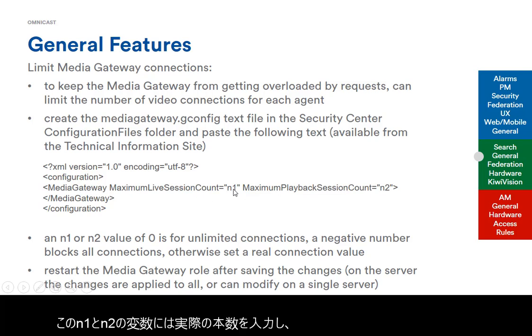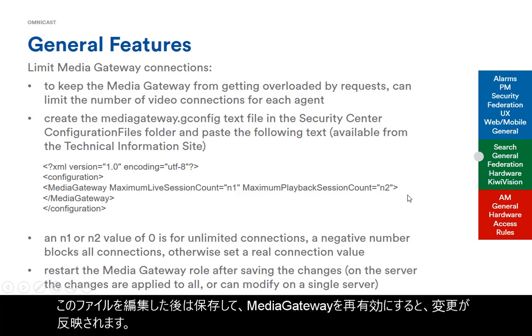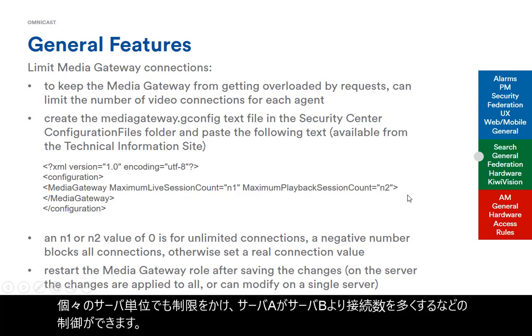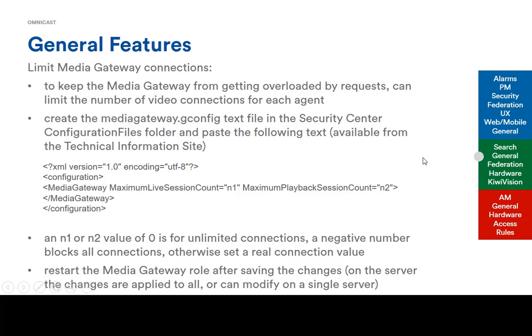In here it just puts the variables N1 and N2. If we set that to 0, that means it's unlimited. If we put a negative number, that means it's going to block all connections. Otherwise, we can put a real value in here. Of course, we need to save this and restart the media gateway role to have it take effect. If you do this on the server itself, it's applying the changes to everything. But you can actually do this on a single server as well. If you know that one isn't quite as powerful as the others, you could limit the number of requests that go through that particular machine.